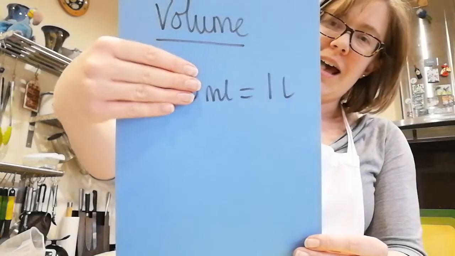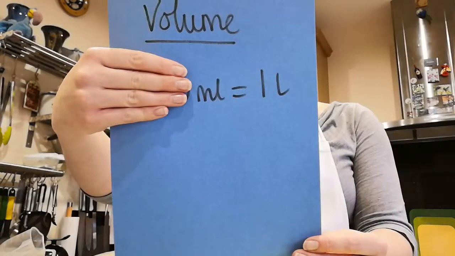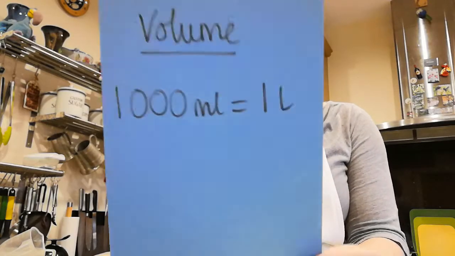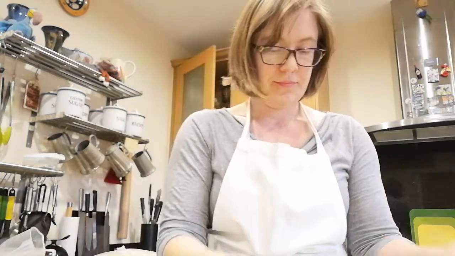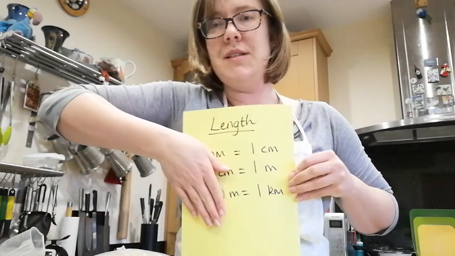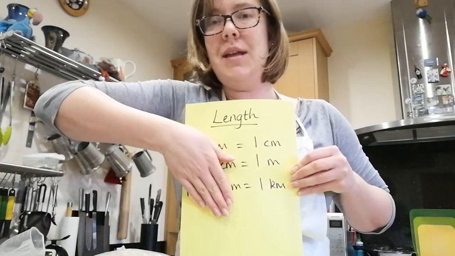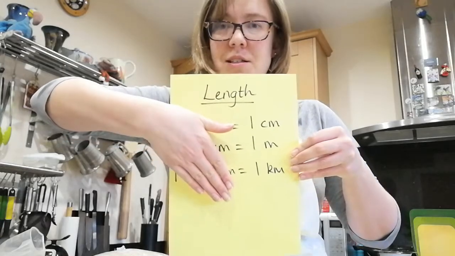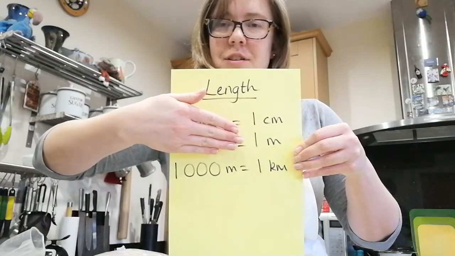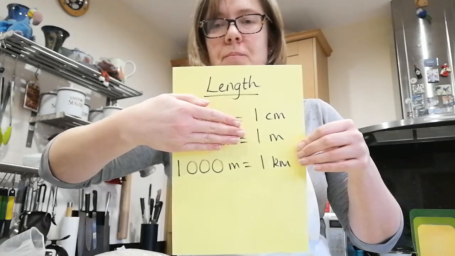Okay, next one. How many millilitres in a litre? There are 1,000 millilitres in a litre. Brilliant. I need a bigger hand for this one because there's lots on here. So we're going to start from the bottom this time to see if you can remember. How many metres are in 1 kilometre? There are 1,000 metres in 1 kilometre.